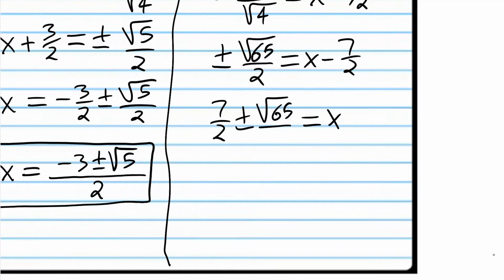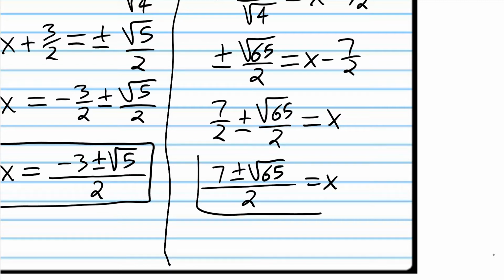And then we have a common denominator, so we can go ahead and combine those. And we have 7 plus or minus square root 65 all over 2. So if you got those solutions, good job. And the reason I say solutions is because there's 2 of them. There's 7 plus root 65 over 2, and there's 7 minus root 65 over 2.